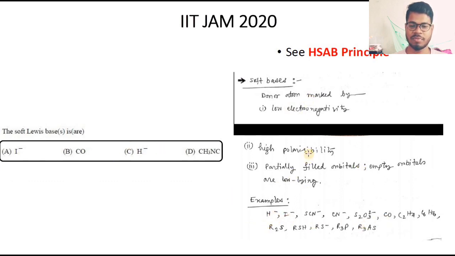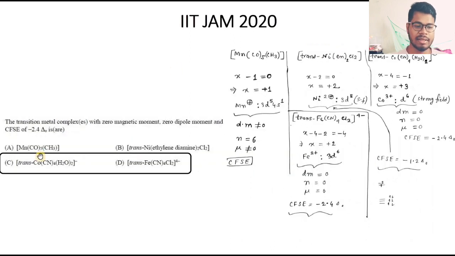This is the screenshot of my material. You just have to explain this from the Shaft principle. So this is a very easy question. It's HSAB. This is also very soft basis, right? Then I am getting this again.